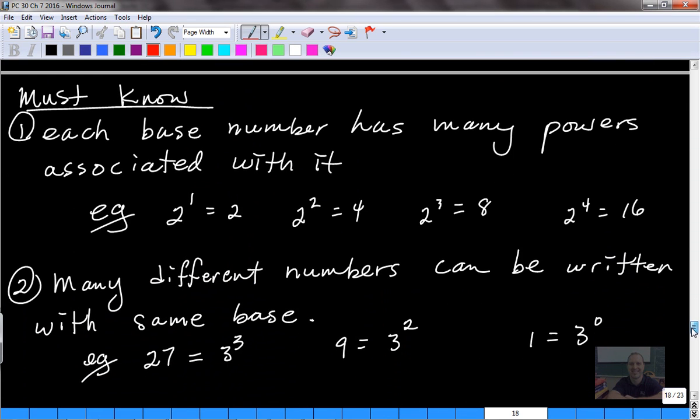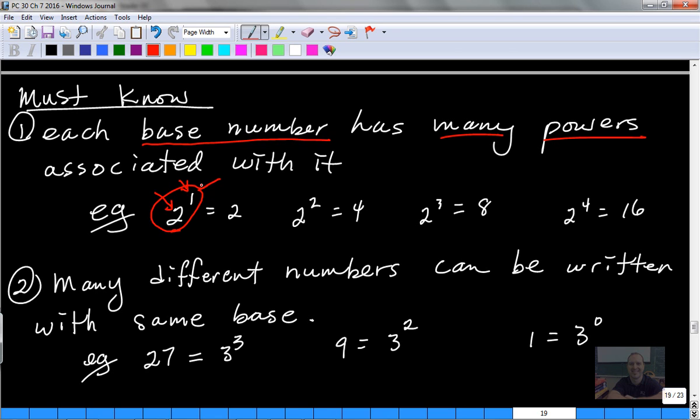Some things that you must know before we begin. Each base number, so I'm talking about a base number like in the examples here, base number 2, that's the base. This is the exponent. This is the value. Each base number has many powers, and when I say powers, I mean this whole unit right here. This is a power. So again, base, exponent, power.